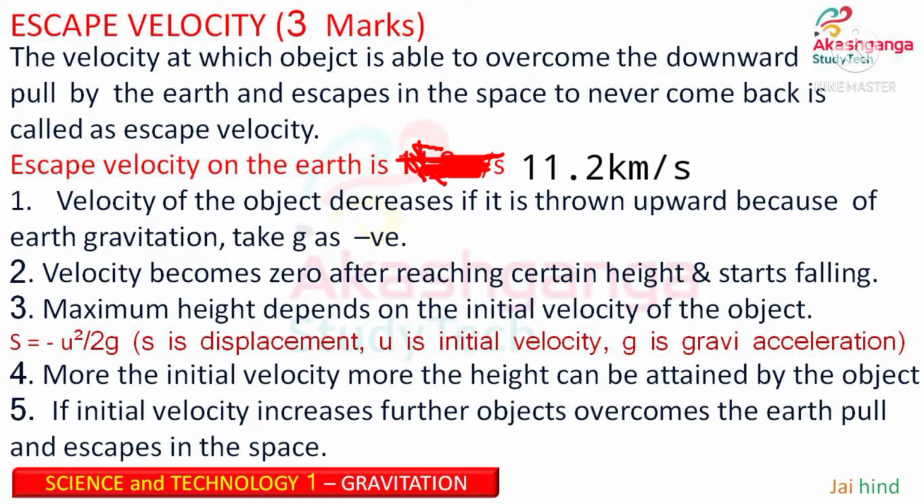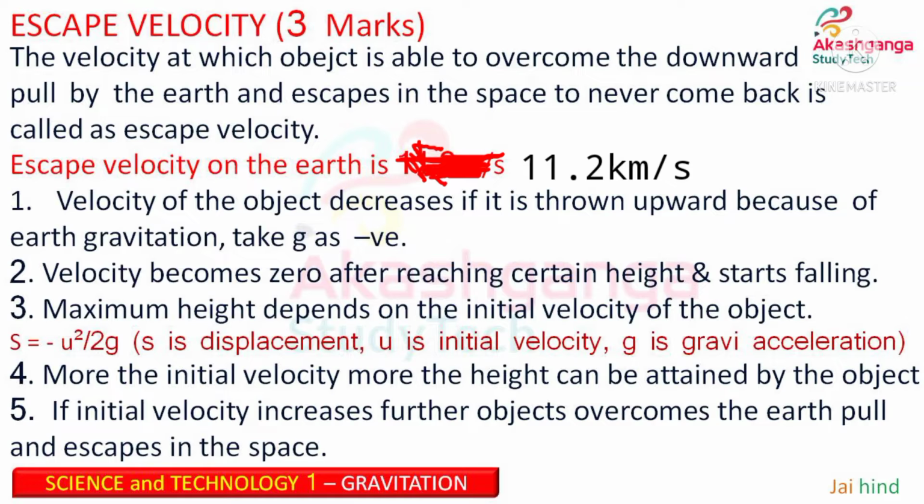This part is to be written only if the question is asked for 1 mark, and if the question is asked for 3 marks, then you have to write the following points. Point number 1, velocity of the object decreases if it is thrown upward because of the earth's gravitation. Take g as negative. Whenever you throw an object vertically upward, as the object goes up and up, its velocity decreases because of the gravitational force of the earth. And when we are throwing an object vertically upward, take g as negative.